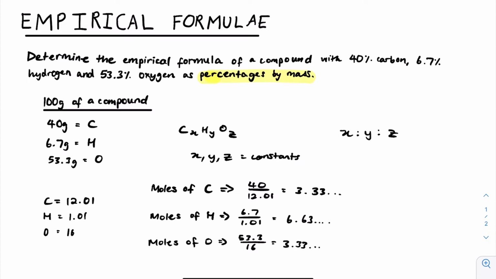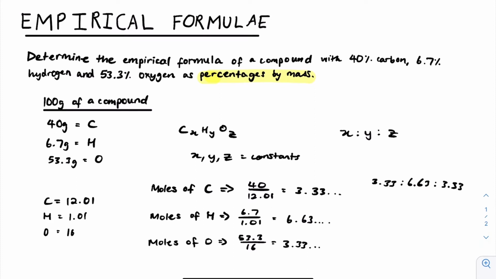Now, it might be obvious by now, but the ratios seem to be a little bit too nice, honestly, because if we put them into the ratio 3.33 to 6.63 to 3.33, now what we have to do is express these in terms of whole numbers, because we can never have decimals in a compound.